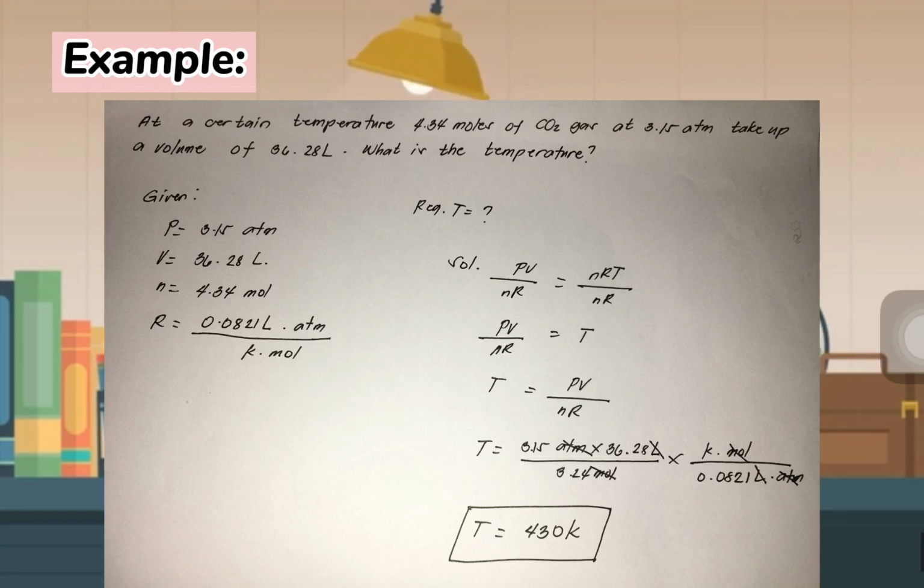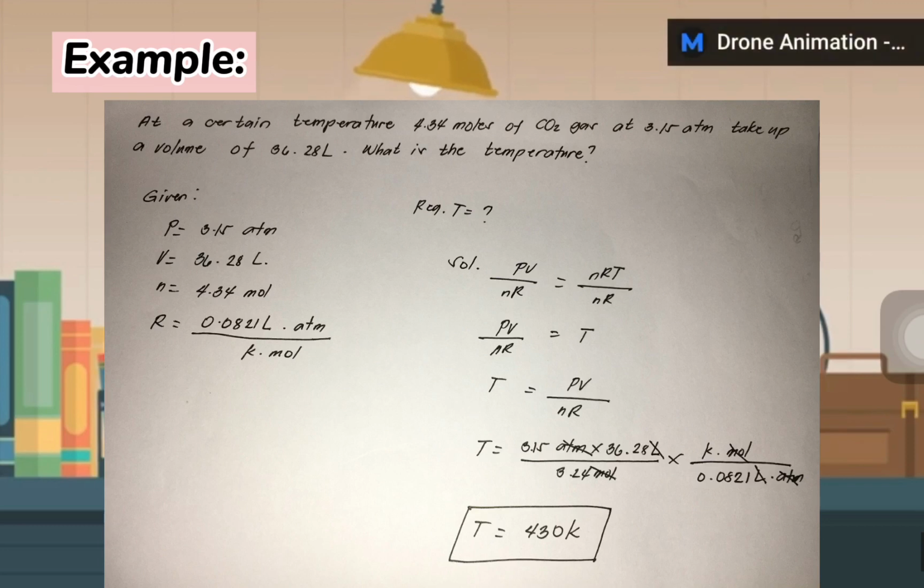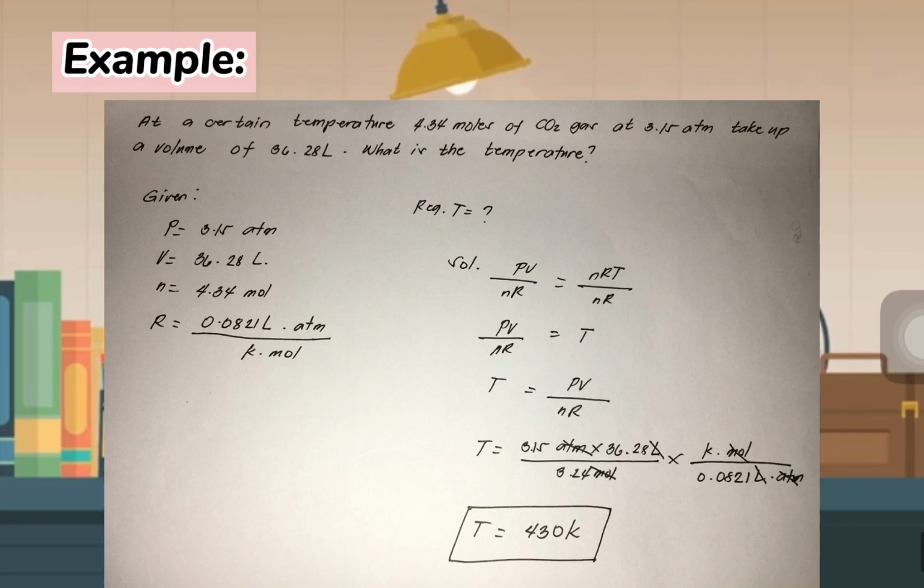Then we will use our formula PV equals nRT. Since we are finding the temperature, we will divide both sides by nR. So we'll do the cancellation process. The remaining will be temperature equals PV over nR. That will be our formula for temperature.